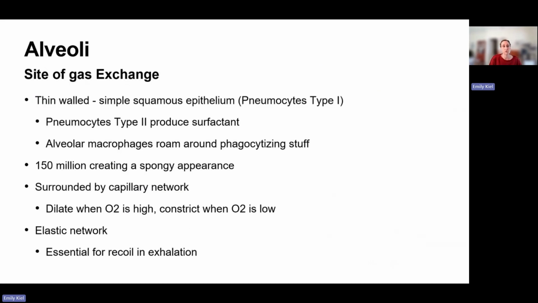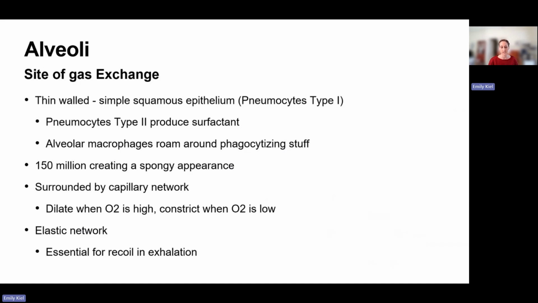And this is where we get to our alveoli, which is the actual site of gas exchange. So they are very thin walled because we need things to move between them. We've got simple squamous epithelium, and that's pneumocytes type 1. So pneumo has to do with lungs, cells are cytes, so lung cells. Type 1 is where the gas diffusion occurs. And then you've got pneumocytes type 2 that produces surfactant.